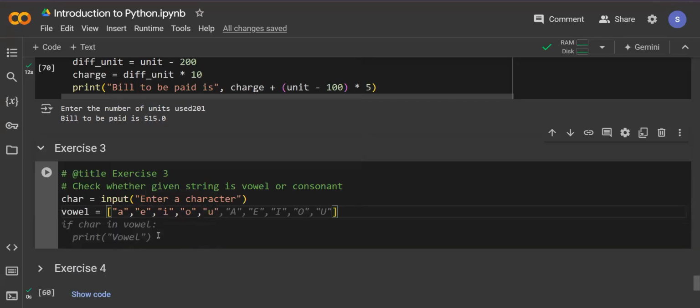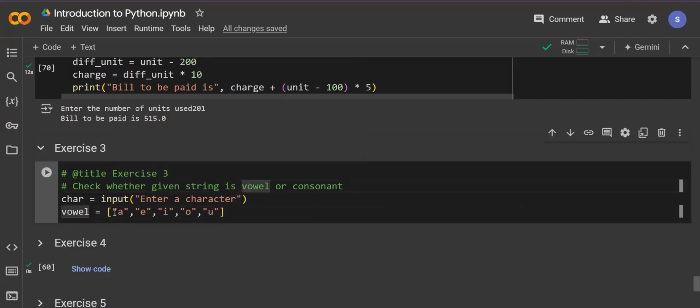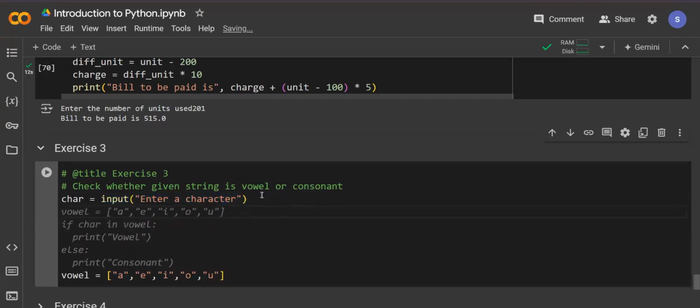Now we have added A, E, I, O, U. Should we add capital case also? Okay. If I add in capital case also, it is fine. But what I'll be doing is I'll be converting whatever the user is inputting, first of all, into a lowercase. Can you tell me how to convert a particular string into a lowercase? Let me tell you how.